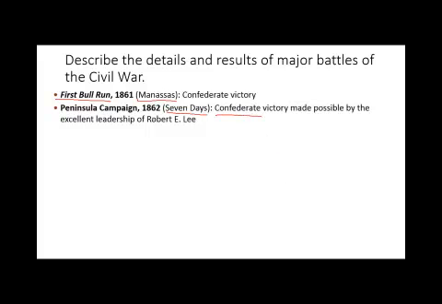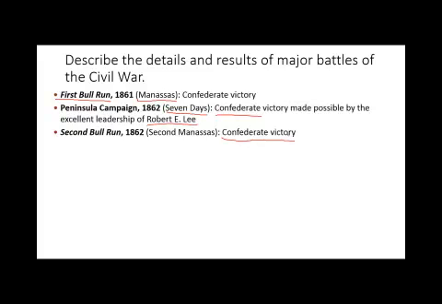Confederate victory made possible by Robert E. Lee. There he is again. He quashed John Brown's raid. Now he's representing Confederate forces, 1862. 1862 continued: Second Bull Run, Second Manassas, Confederate victory. How is this looking for the Union right now? This war, this conflict was never expected to last more than a few weeks.